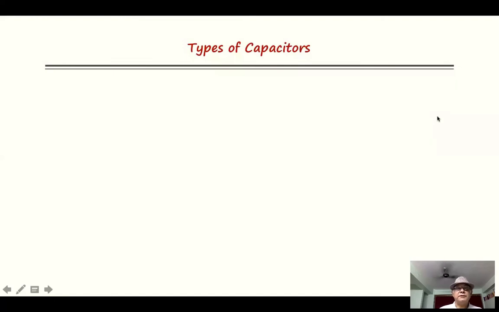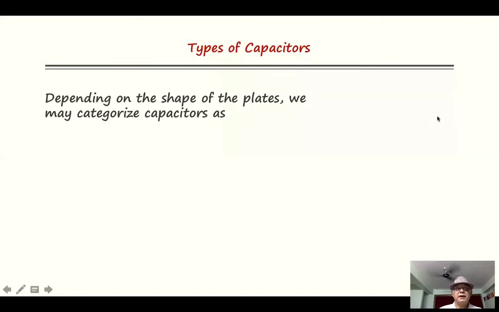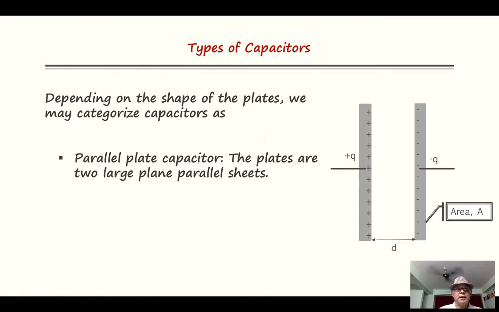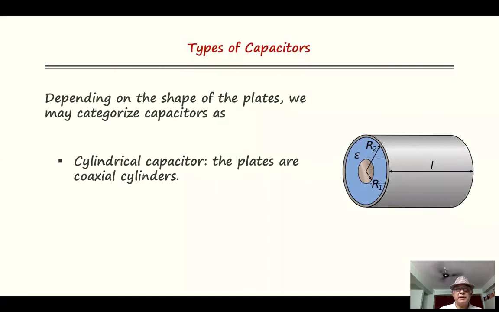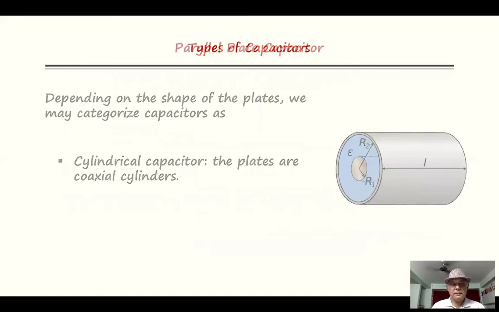Types of capacitors. Depending on the shape of the plates, we may categorize capacitors as parallel plate capacitor, where the plates are two large plane parallel sheets; spherical capacitor, where the plates are concentric spherical shells; and cylindrical capacitor, where the plates are coaxial cylinders.